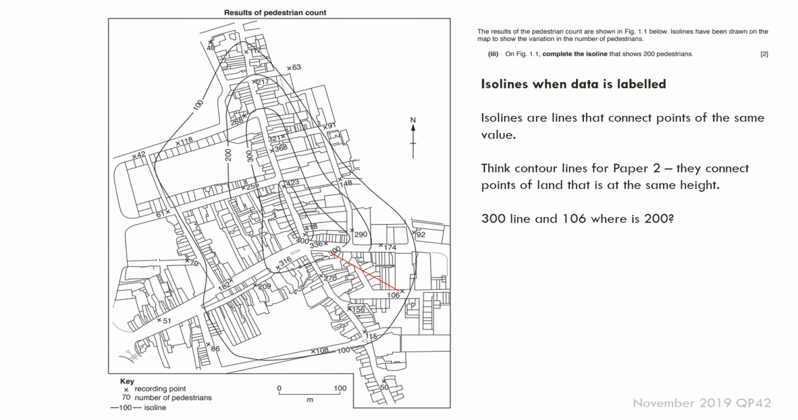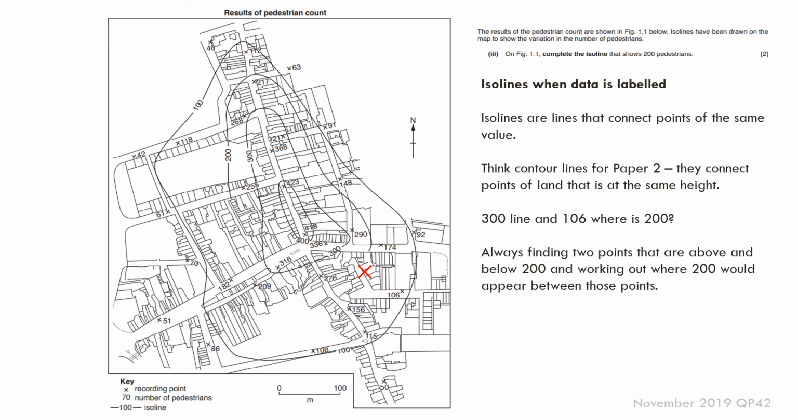The way to do that is, if I take the point here marked in red, I've got 300 and I've got a point 106. If I draw a faint straight line between that, I need to work out roughly where 200 is. And that's kind of halfway in the middle. And so my next point, I'm always going to find 2 points that are above and below 200. So if I move across here, you can see there's 270 and 156. So I'm going to work out where 200 is between that.